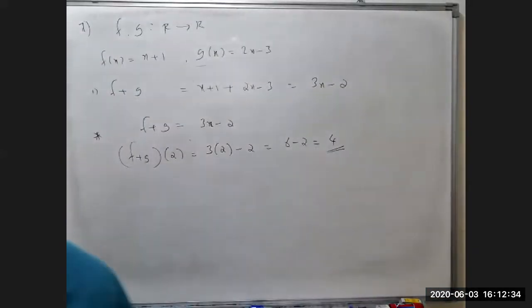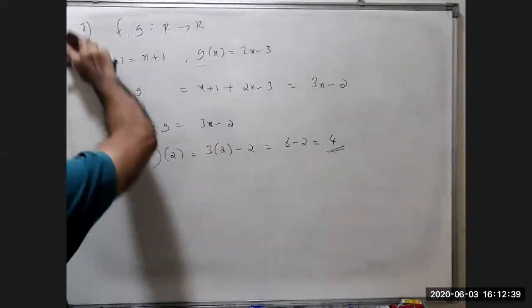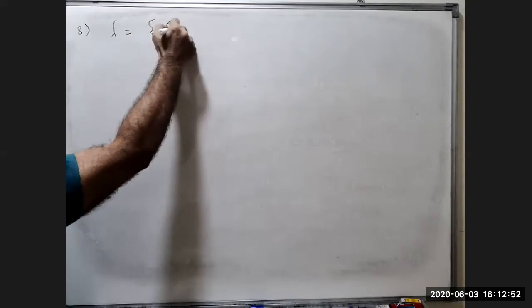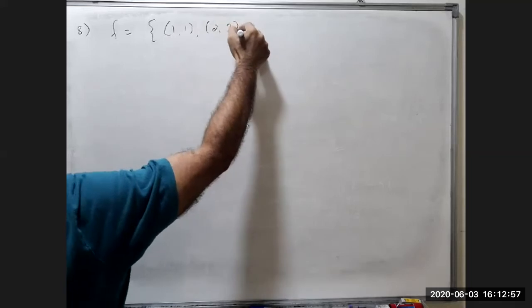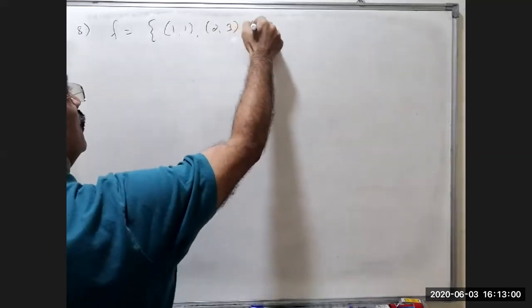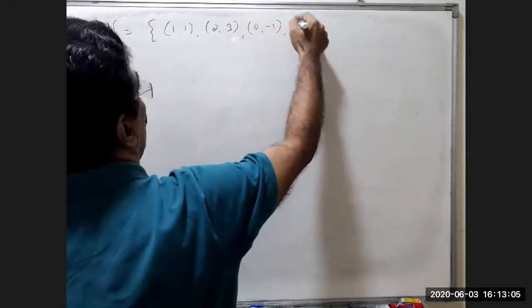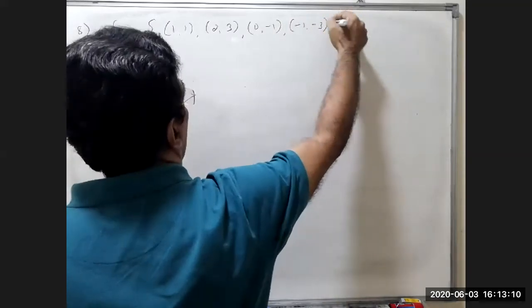Next question is also an important one, and similar questions are also seen in examinations. This is question number 7 and question number 8. F is a function given in roster form: (1, 1), (2, 3), (0, -1), (-1, -3). Actually, it should be x.